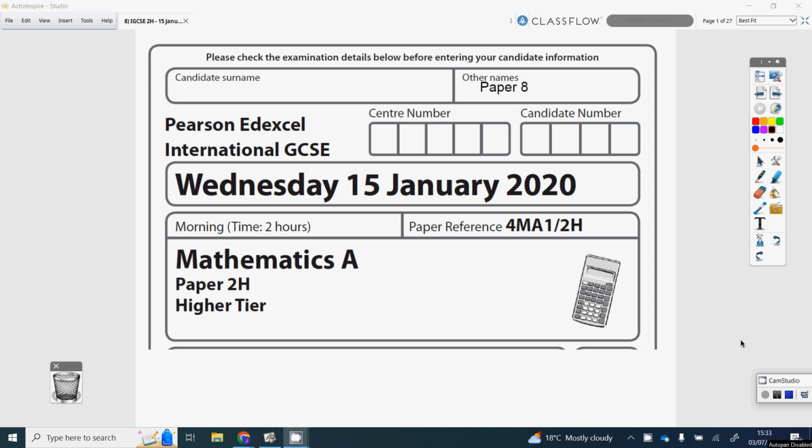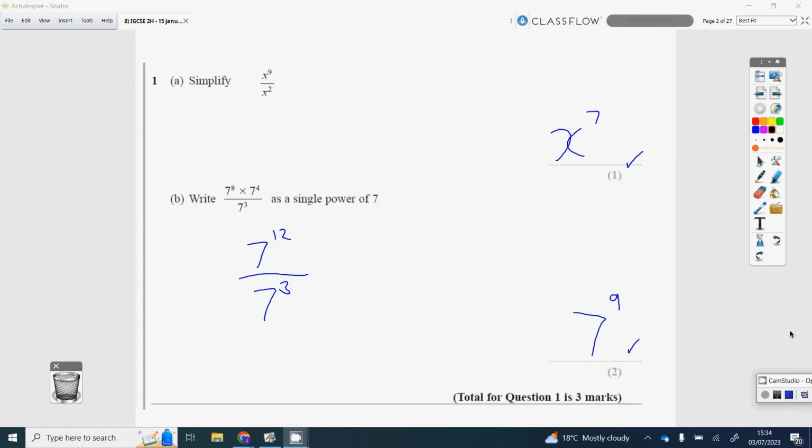In this video, I'm talking you through the answers to the Edexcel IGCSE higher paper from the 15th of January 2020. Question one. Here we're just following the index laws. So when you're dividing, you subtract the powers. 9 take away 2 is 7, so x to the power of 7.